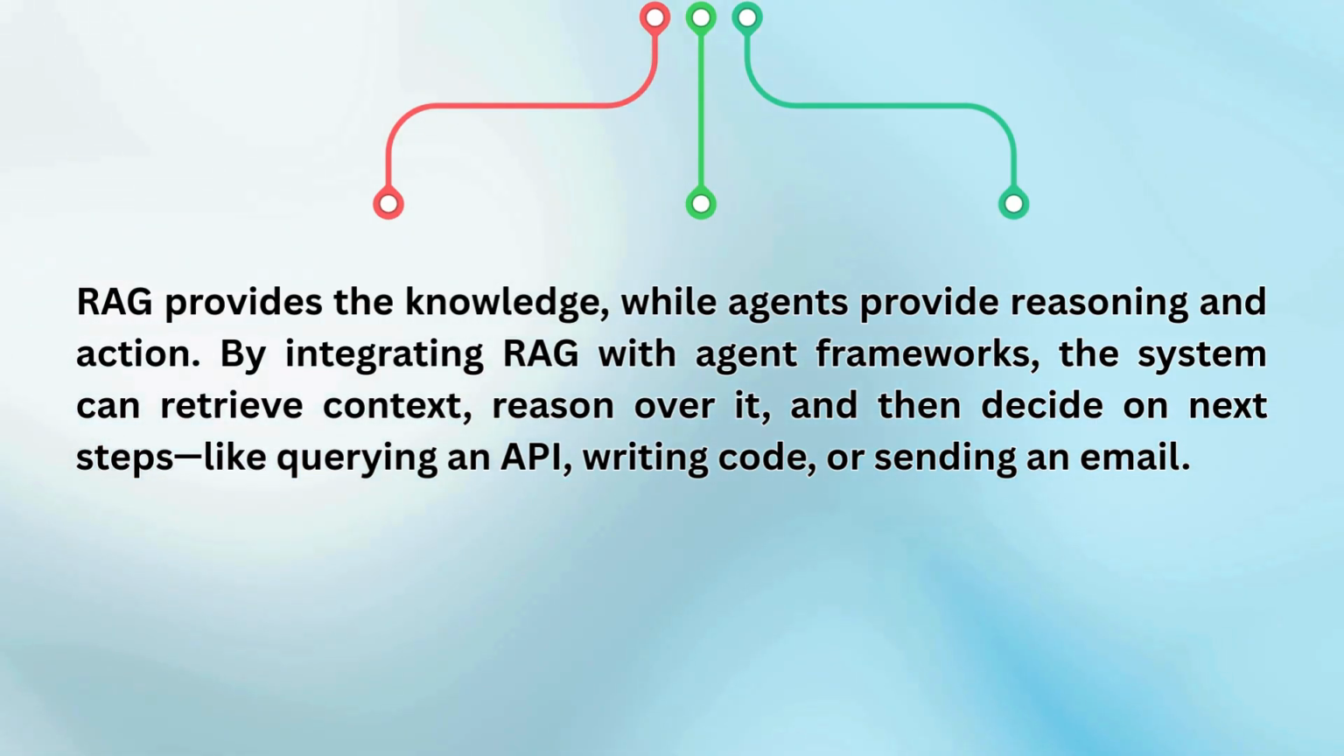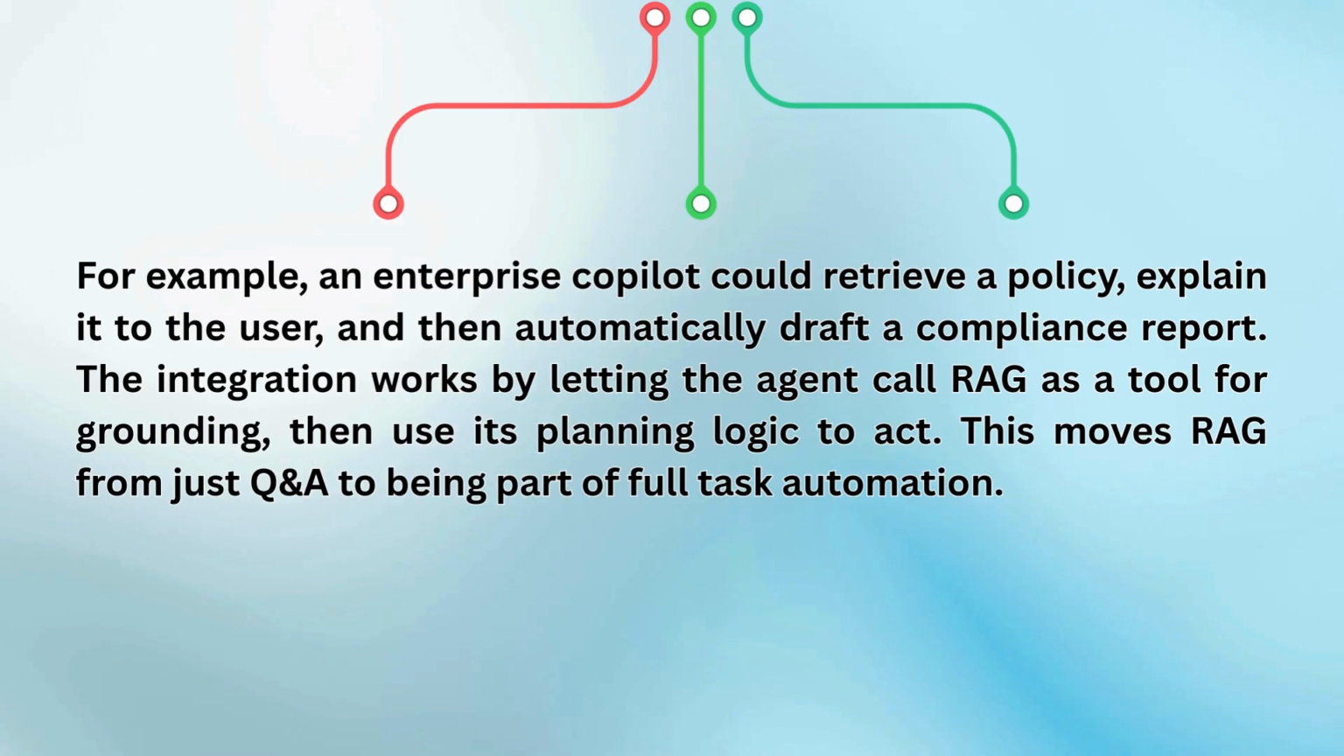By integrating RAG with agent frameworks, the system can retrieve context, reason over it, and then decide on next steps, like querying an API, writing code, or sending an email. For example, an enterprise copilot could retrieve a policy, explain it to the user, and then automatically draft a compliance report. The integration works by letting the agent call RAG as a tool for grounding, then use its planning logic to act. This moves RAG from just Q and A to being part of full task automation.